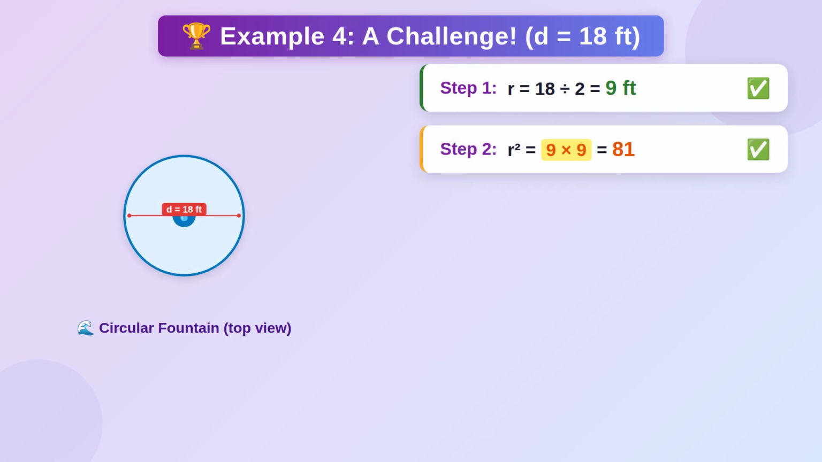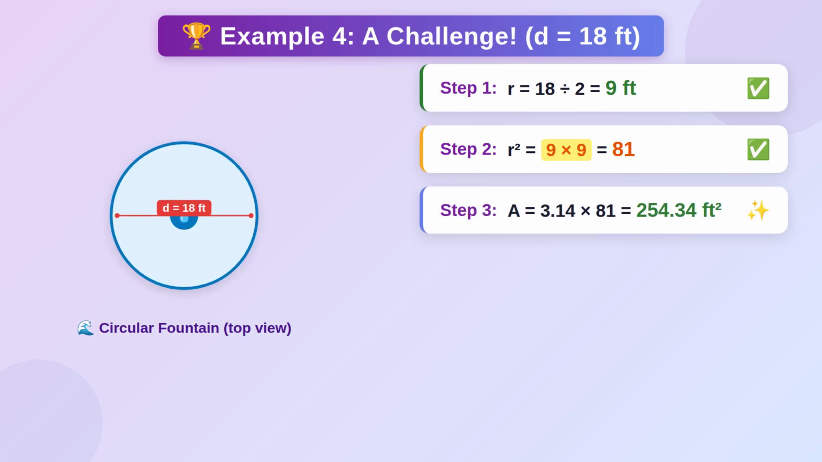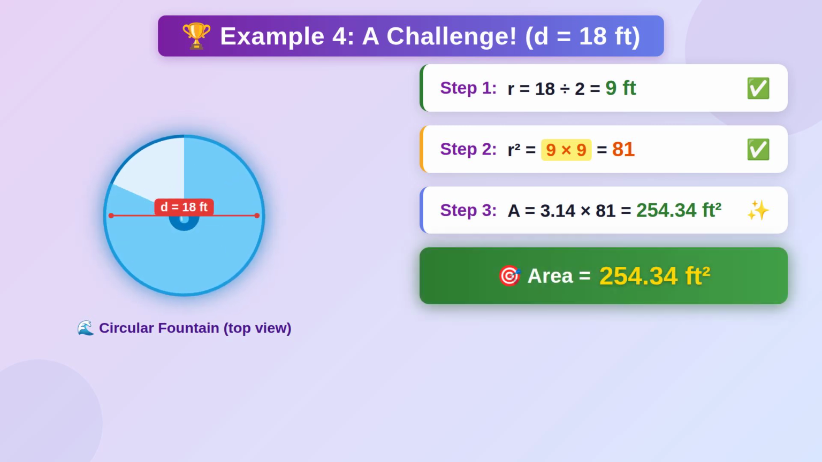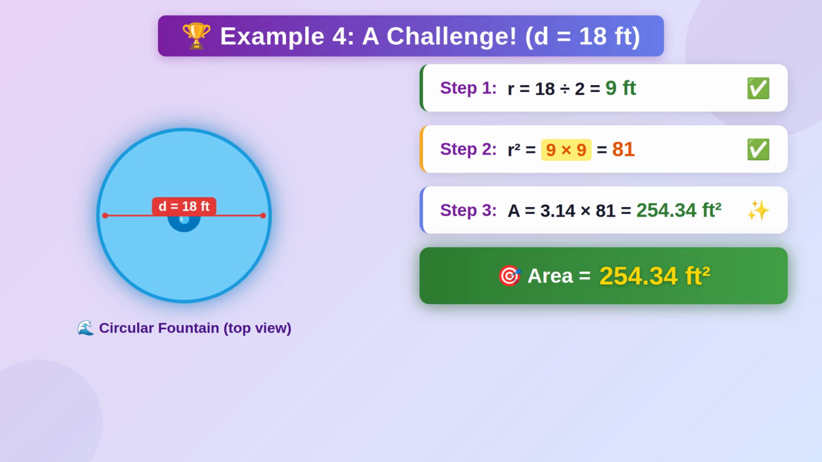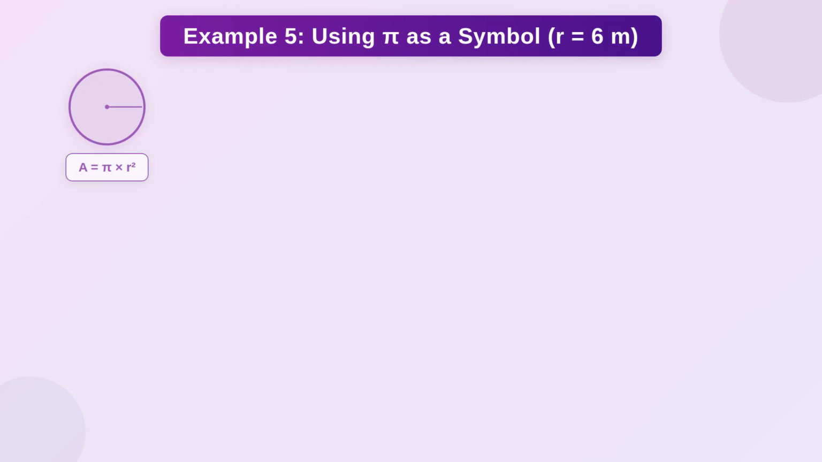Let's try a challenge problem, the kind you'd see on a test. A circular fountain has a diameter of 18 feet. What is its area? Step 1, find the radius. 18 divided by 2 equals 9 feet. Step 2, square the radius. 9 times 9 equals 81. Step 3, multiply by pi. 3.14 times 81 equals 254.34. So the area of the fountain is 254.34 square feet. Look at Maya go. She just solved that on her own before watching the steps. She's already thinking like a mathematician. You probably did too. That's the moment right there.